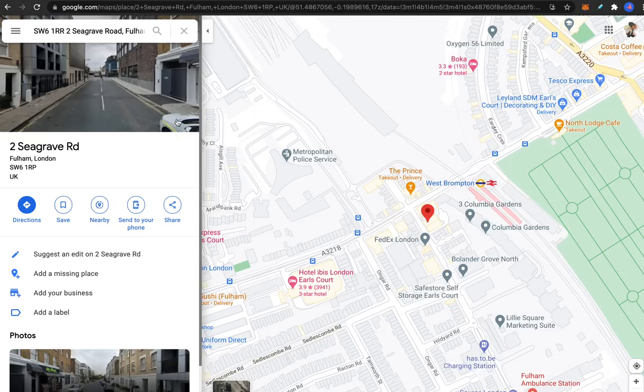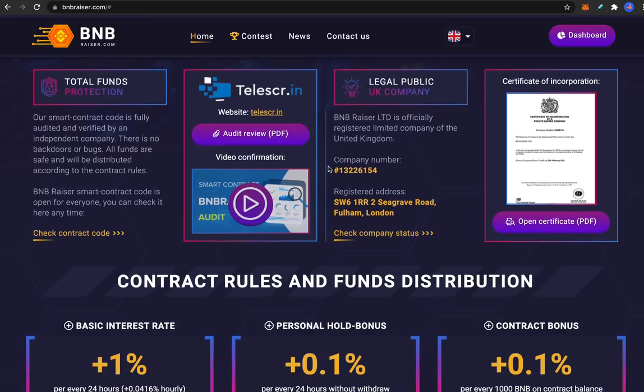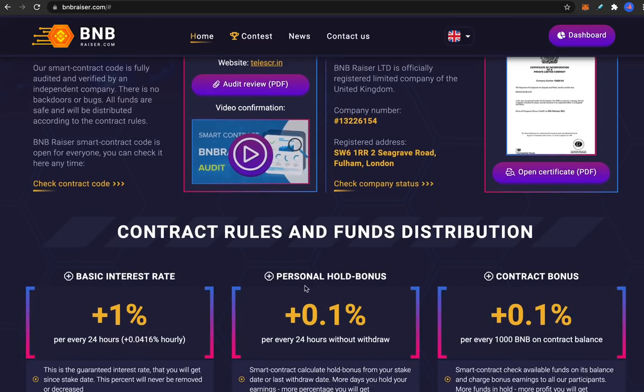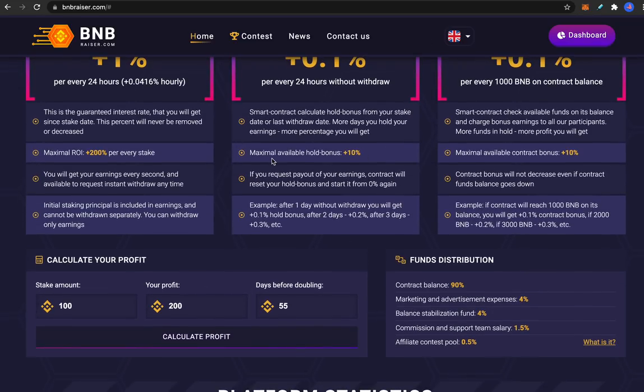But anyway, all in all, this is a project that I just would not put any money in, just because they don't even explain how they generate yield and what their end goal is here. They just want people to put their BNB in the smart contract. So without me even looking at the smart contract, I would classify this as a scam, or at least a 95% chance it is a scam.